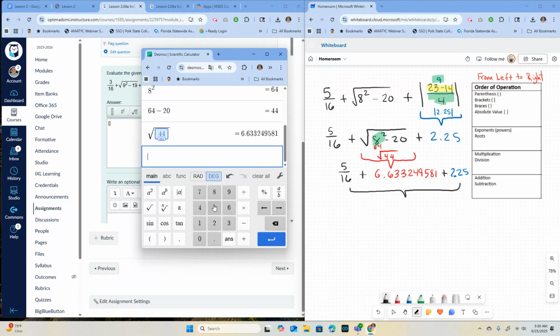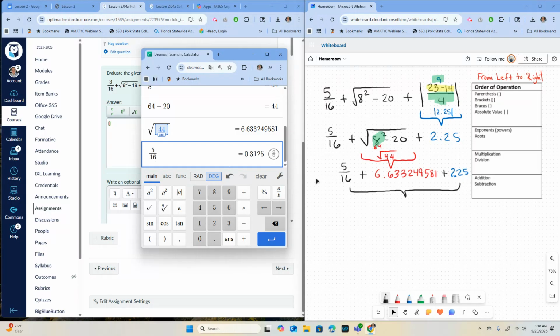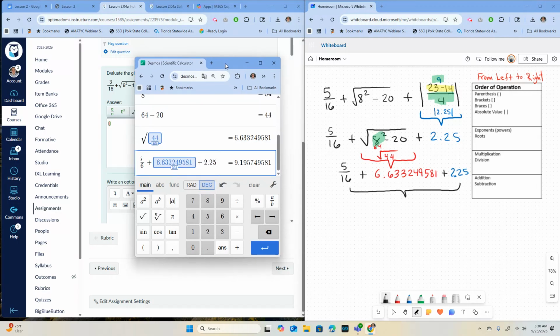So I'm going to type 5 over 16. See, that's this one. Move the cursor to the right next to the fraction bar, plus that long decimal. I don't want to type it in here. I just see that I have it in my previous answer. So press ALPHA and ANS, plus 2.25. And look at my answer. My answer is that long decimal.